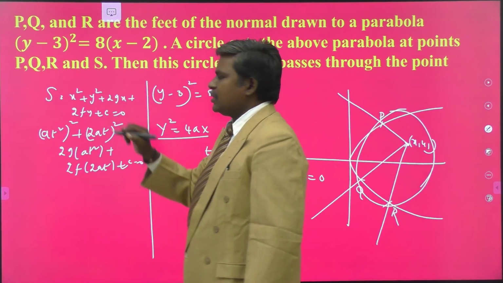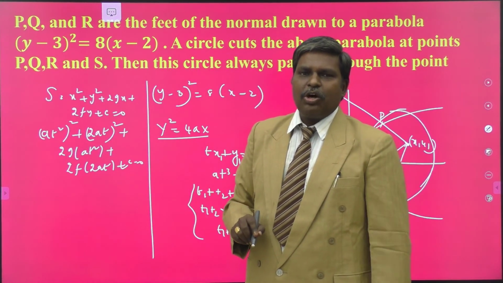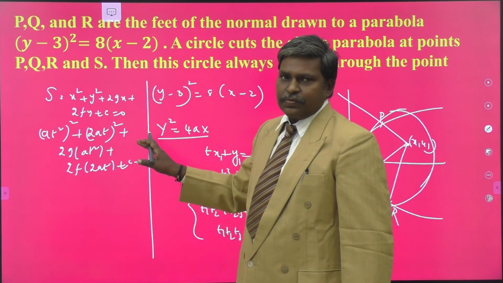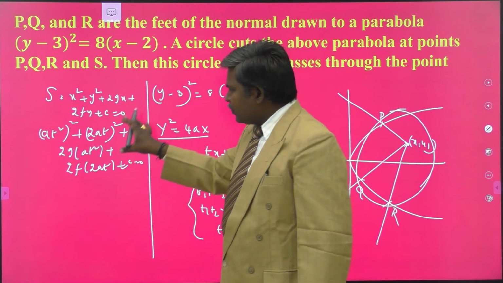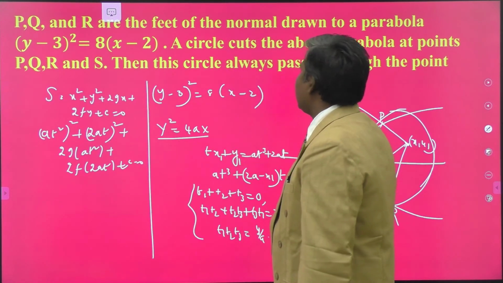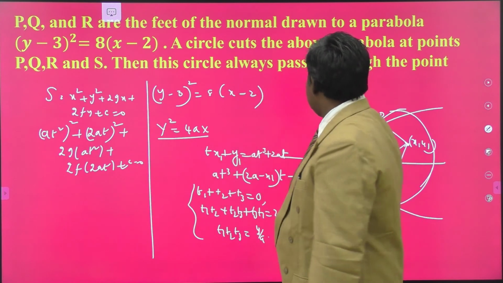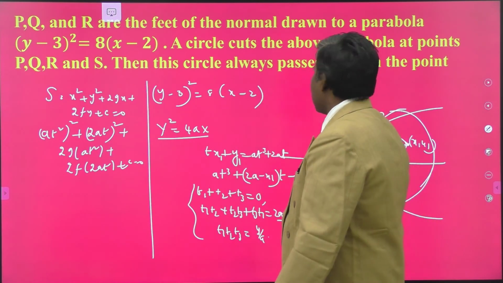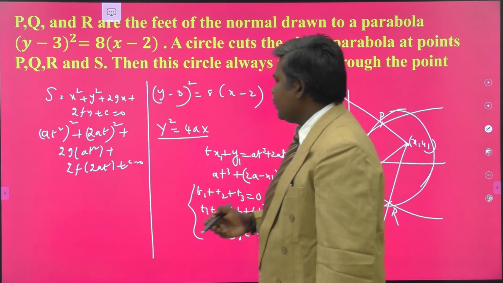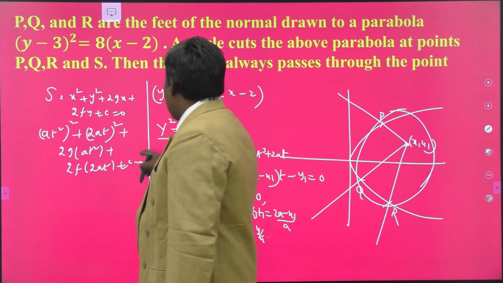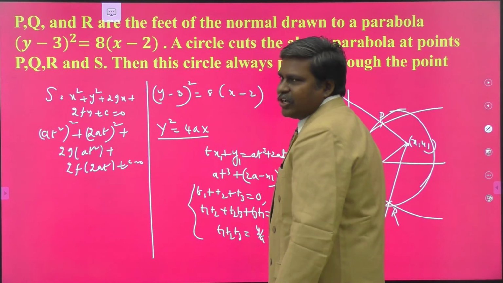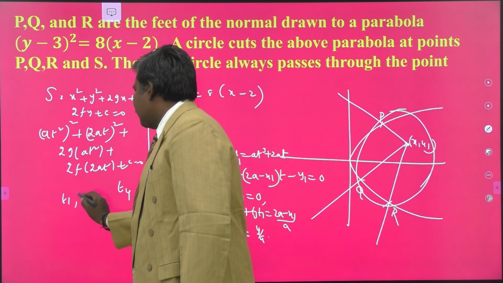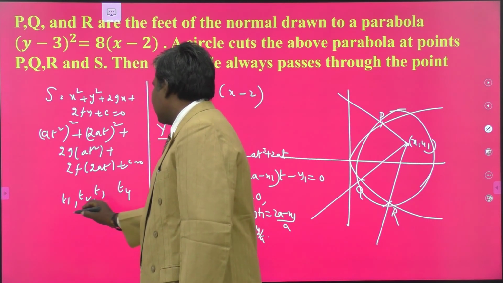Observe, my dear students, it is a 4th degree equation. How many roots does it have? 4 roots. Out of these 4 roots, 3 roots are t1, t2, t3. These 3 are the points of intersection of the circle and the parabola. They are given to you. So out of these 4 roots, 3 of them are t1, t2, t3, and the 4th root is, say, t4.